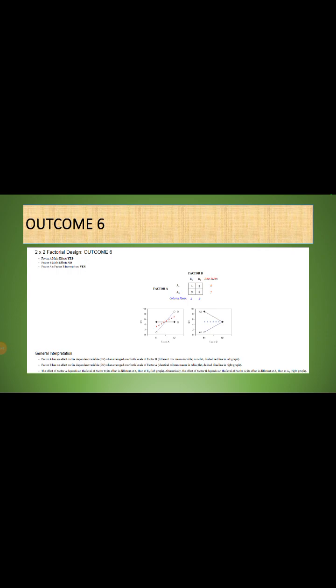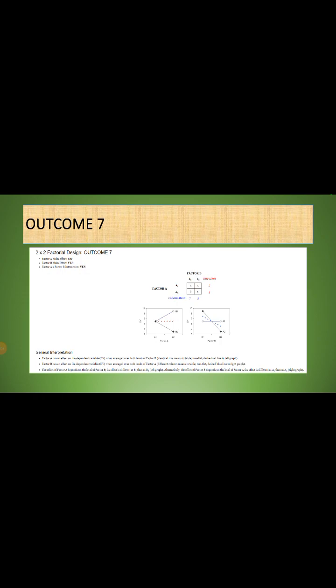Outcome number 6. Factor A has an effect on the dependent variable when averaged over both levels of factor B, and factor B has no effect on the dependent variable when averaged over both levels of factor A. As you can see there, the dashed blue line shows the effect on the dependent variable on both sides. The effect of factor A depends on the level of factor B. Its effect is different for B1 and B2.